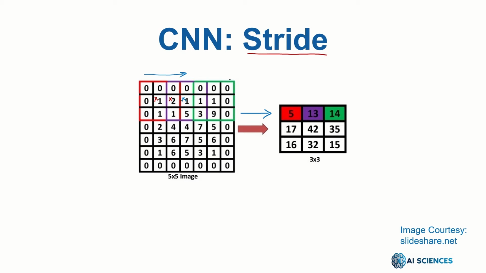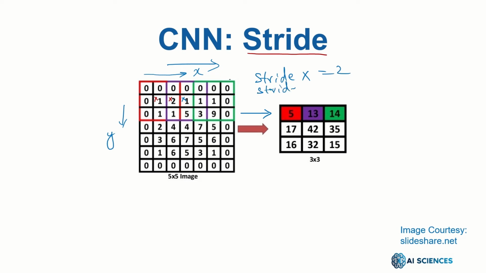But deciding this number other than 1 allows you to jump larger pixels, or larger jumps, in the X direction as well as in the Y direction. For example, in this particular case, the stride value in the X direction is 2, which means skip every pixel or take a jump of 2.